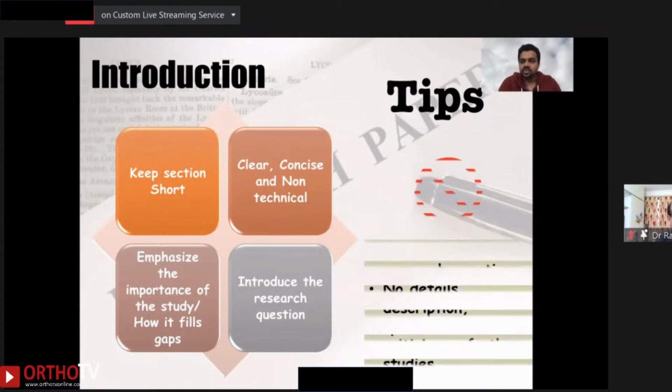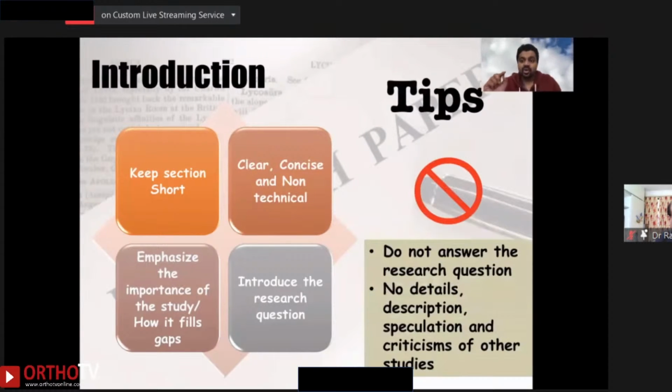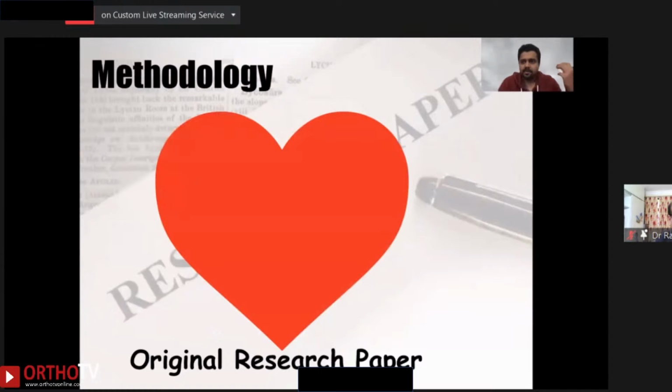And at the end, introduce the research question. The don'ts are: do not answer the research question here, nor give the details, the description, the speculation, and the criticisms of the study. You reserve it for the discussion.